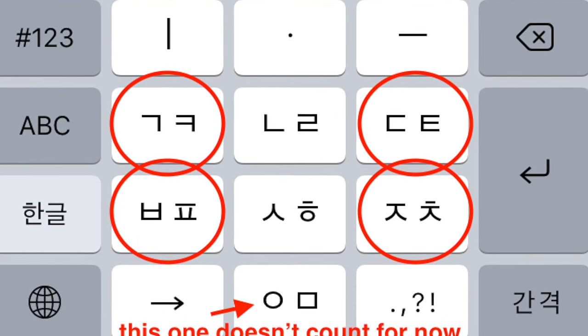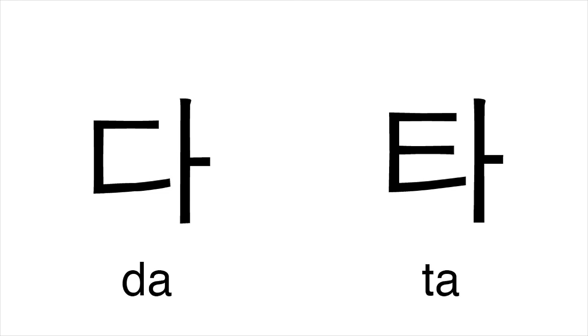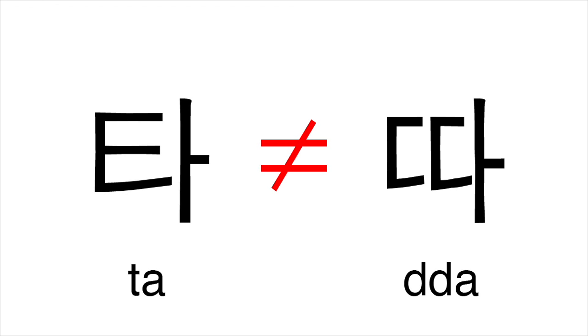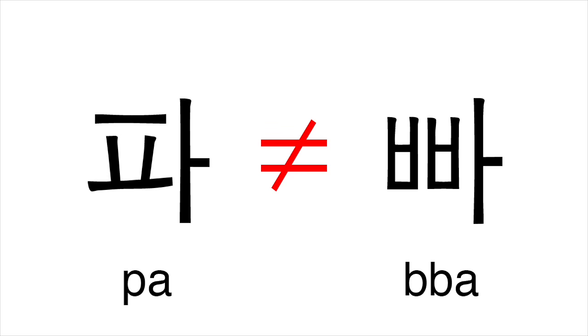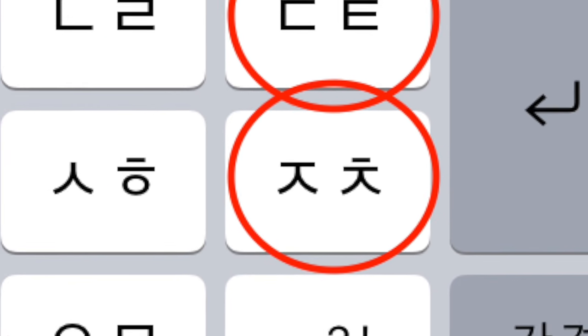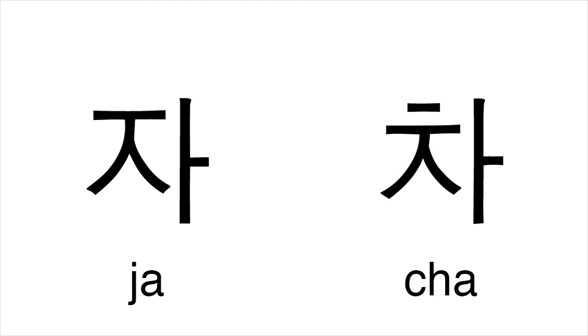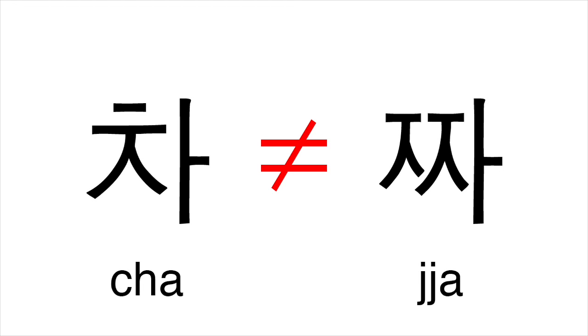They sound different. Another pair is digut and tit. Ta and ta sound really similar, don't they? Ta just sounds stronger than ta. Again, not to be confused with ta, which sounds different. Another pair is biup and piup, pa and pa. Don't confuse it with pa, which is stronger in a different way. The last pair on the keyboard is jiut and chit. Ta and cha definitely sound similar. Of course, don't confuse it with za.